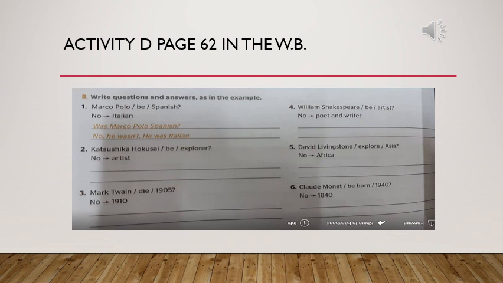Number 4, William Shakespeare be artist? No, poet and writer. So we will start with, was William Shakespeare an artist? No, he wasn't. He was a poet and writer. Number 5. David Livingstone explore Asia? No, Africa. So did David Livingstone explore Asia? No, he didn't. He explored Africa. Claude Monet be born 1940? No, 1840. So was Claude Monet born in 1940? No, he wasn't. He was born in 1840.